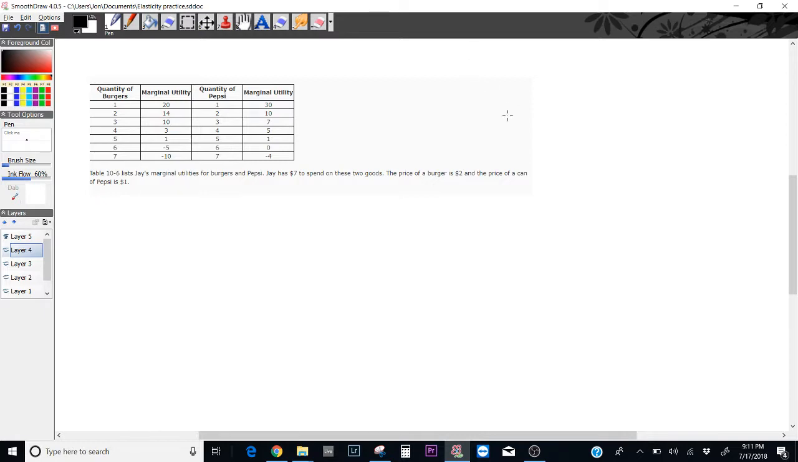So we see that Jay has $7 to spend. The price of burgers is $2 and the price of Pepsi is going to be $1. Now the table doesn't give us our marginal utilities per dollar, so I'm going to go ahead and add that in, because that's how we're going to find our optimal consumption bundle.